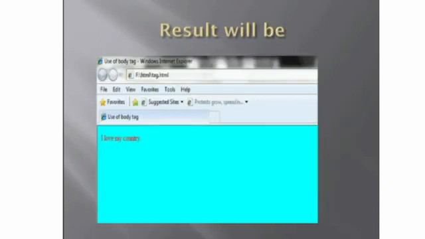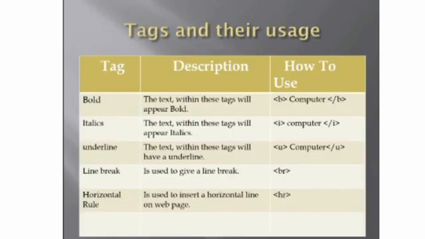In the title bar, you can see the title which you have mentioned in the title tag, use of body tag, and on the screen there is a background color, that is your crayon, and text color is red. Now some other tags and their uses. If you want to make text bold, then you can use the bold tag, and how you can use that? It is denoted by B.